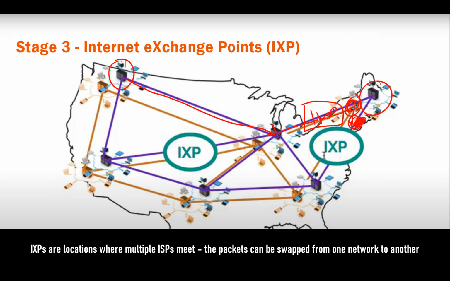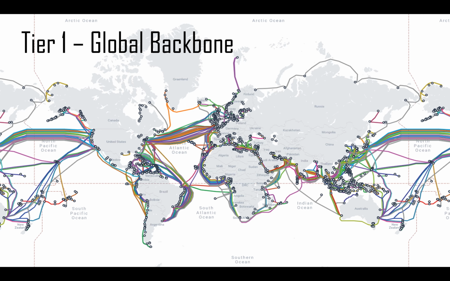Hopefully that makes sense. It's just saying that the packets can swap between the different wires at these internet exchange points, as we see here.